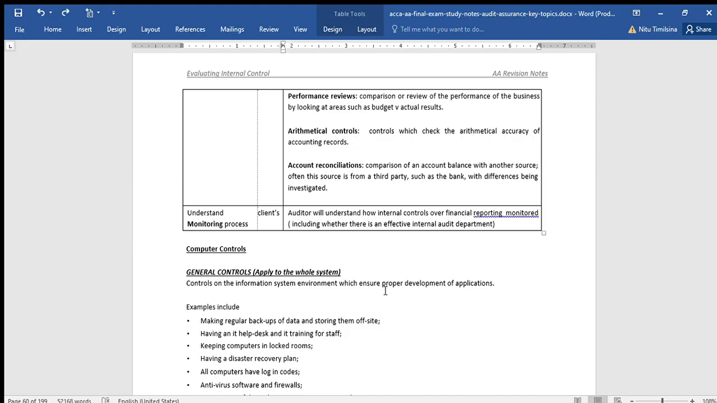Understand the last one, understanding client monitoring process. Auditor will understand how internal control over financial reporting is monitored, including whether there is an effective internal audit department or not. So we can say control must be reviewed regularly, and if there is any weak control, it should be improved. So it includes internal audit, ongoing supervision. So control that isn't monitored is being weakened.